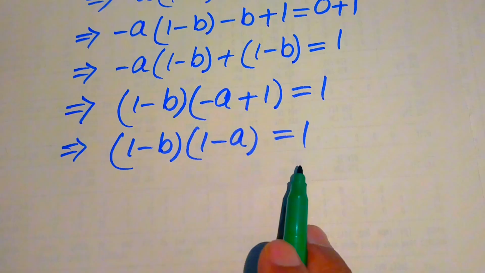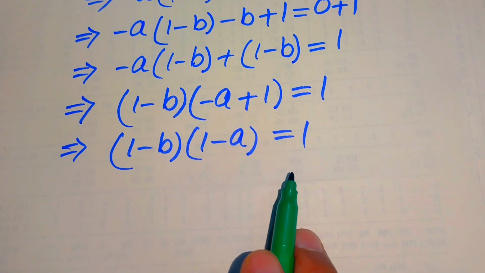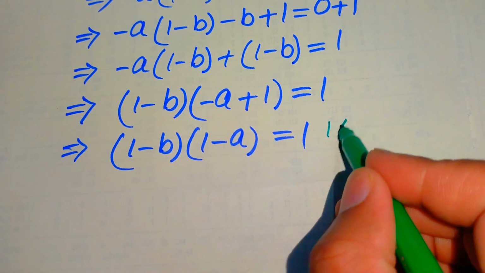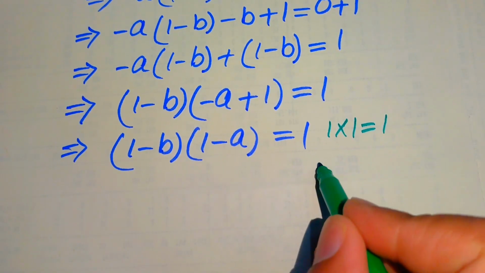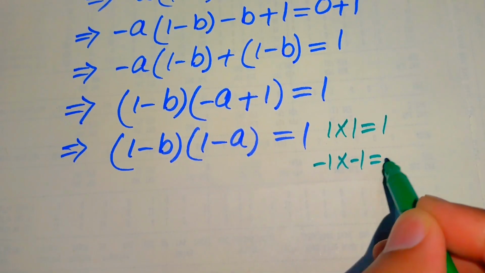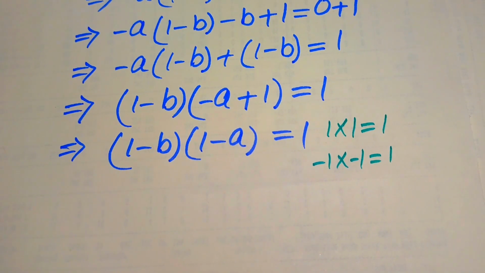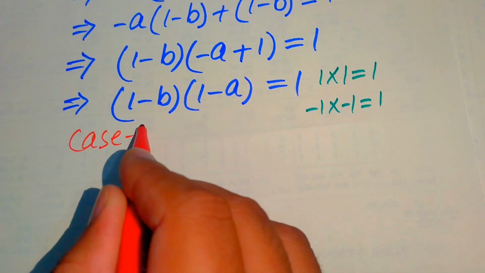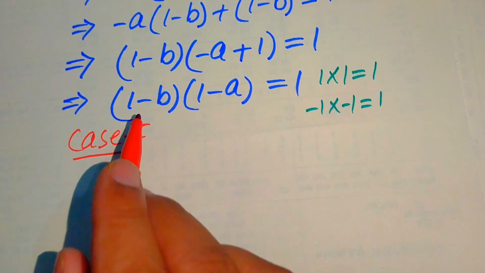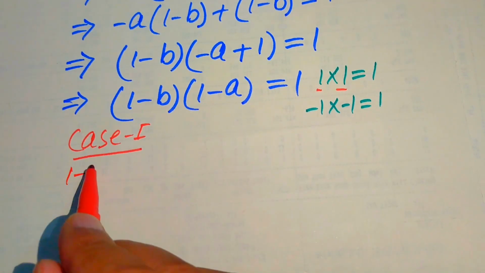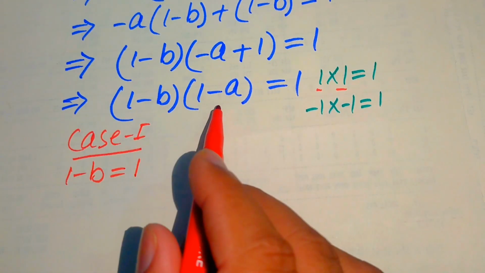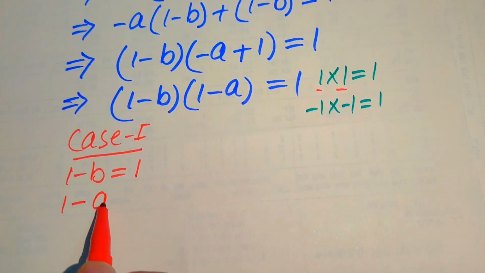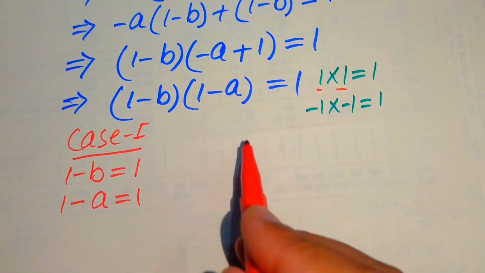So you see that this is 1, and there are two possibilities in which the product of two terms becomes 1. These are 1 multiplied by 1 becomes 1, and minus 1 multiplied by minus 1 also becomes plus 1. So we have two possibilities. It means that now we divide this equation into two cases, and the first case is we compare 1 minus b with 1 and 1 minus a with 1, so we have 1 minus b equals 1, and from here we have 1 minus a is also equal to 1.